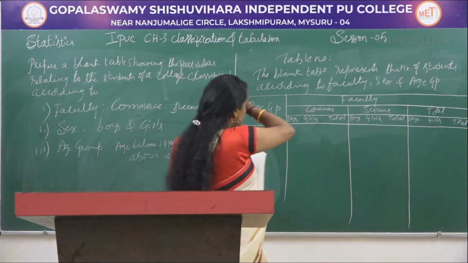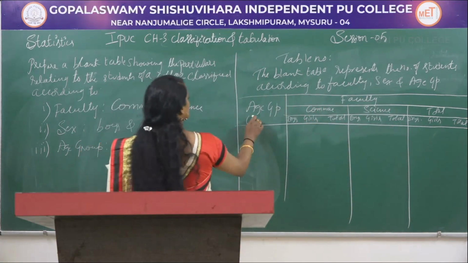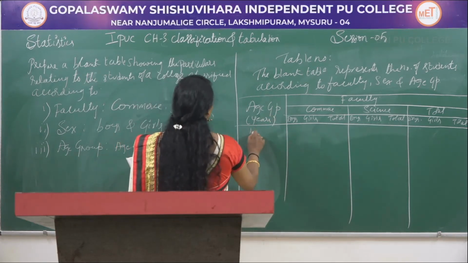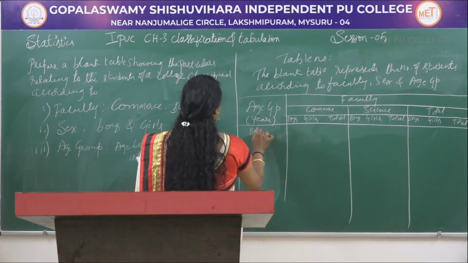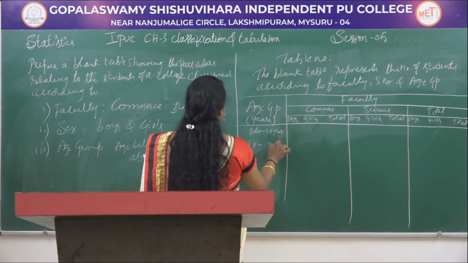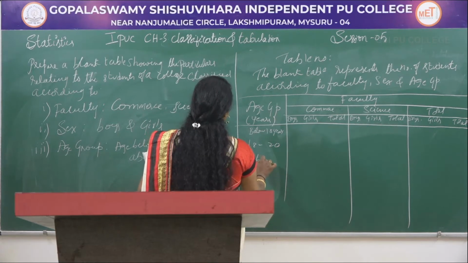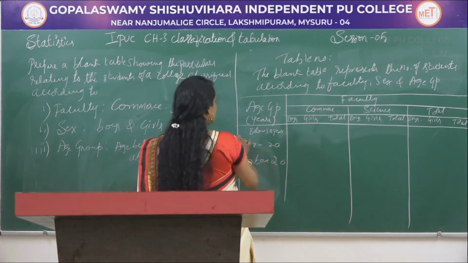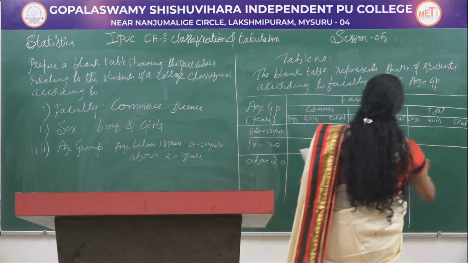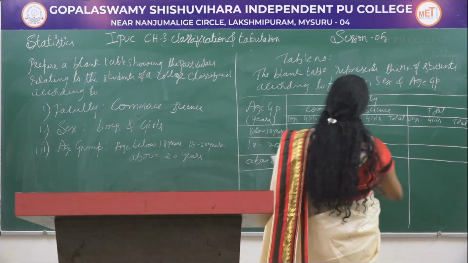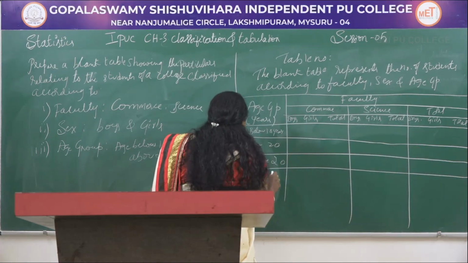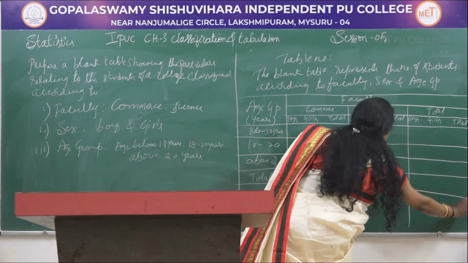Next, in this age group is in years, and below 18 years, 18 to 20, above 20. These are the three categories we are having in this age group, and at last it is a total. Okay.